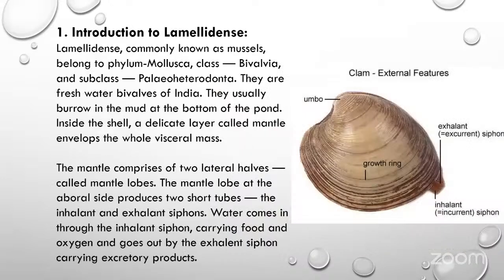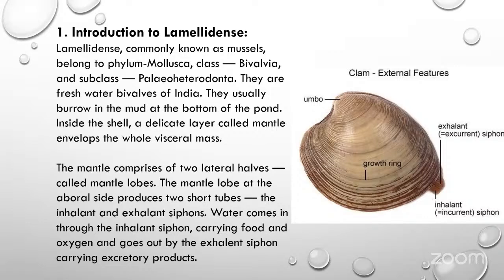So these are commonly known as mussels, belonging to phylum Mollusca, class Bivalvia, as we said, and subclass Paleoheterodonta. They are freshwater bivalves of India. They usually burrow in the mud at the bottom of the pond. Inside the shell, a delicate layer called the mantle envelops the whole visceral mass. The mantle comprises two lateral halves called mantle lobes.